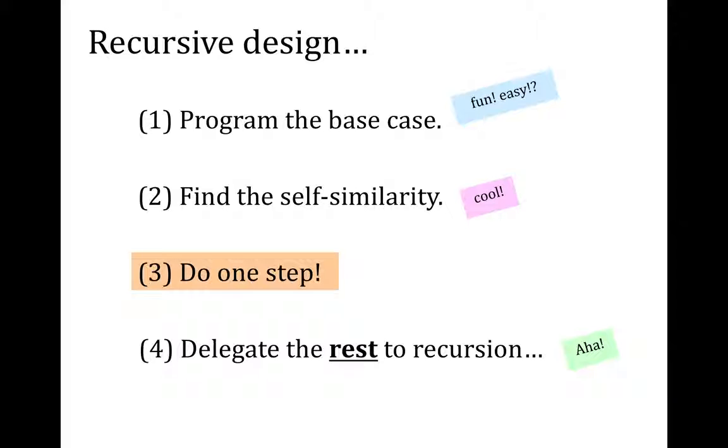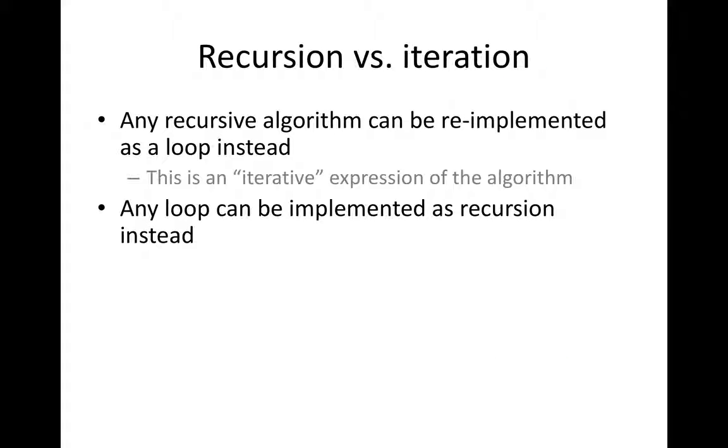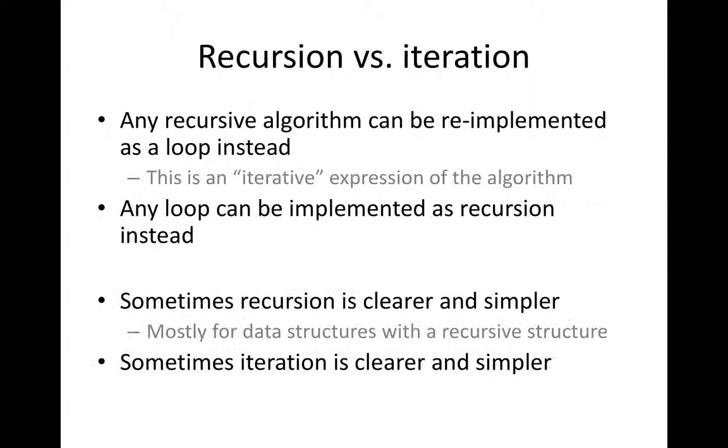And typically that one step that you're doing in terms of n is defined by the parameter of the function. So let's just review. What's the difference between recursion and iteration or loops? Any recursive algorithm can be re-implemented as a loop instead, right? Any loop can be implemented as a recursion instead. So really, you should be able to write iterative and recursive versions to the same problem. And in fact, I may ask you to do that.